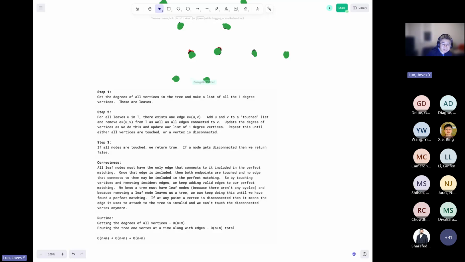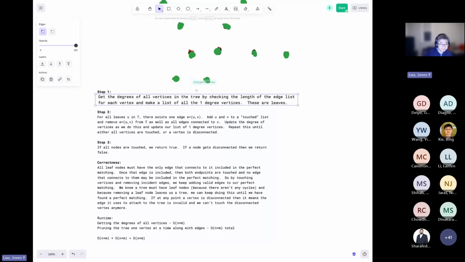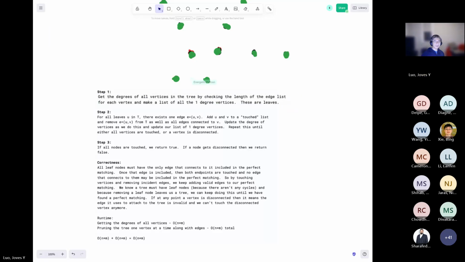Yeah, let me add that in so that there's no confusion. Okay, get the degrees of all vertices in the tree by checking the length of the edge list for each vertex. Right. I think that's good enough. All right. Any other questions? All right, cool.